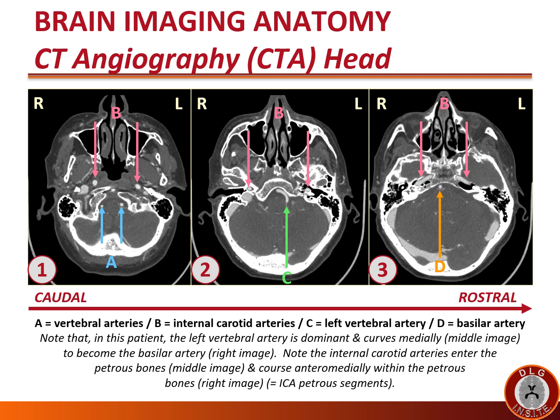Note the internal carotid arteries enter the petrous bones, seen in the middle image, and course anteromedially within the petrous bones, seen in the right or more rostral image. These segments of the internal carotid artery are called the ICA petrous segments.